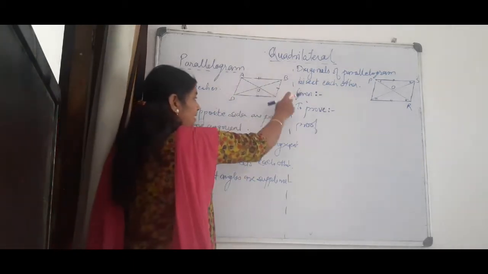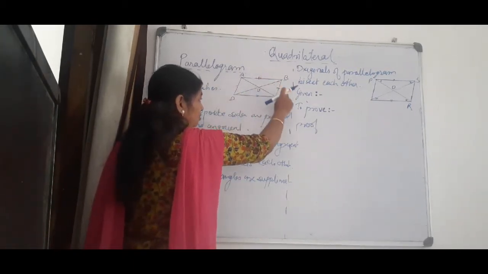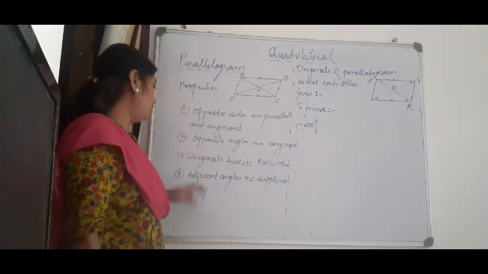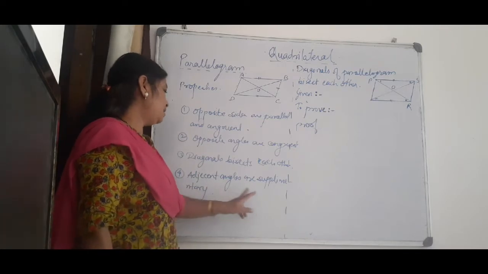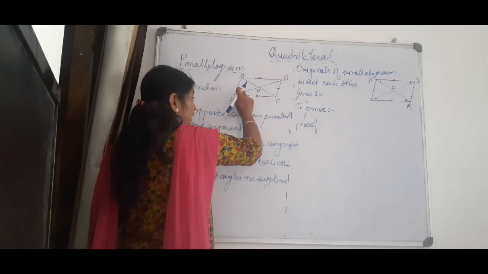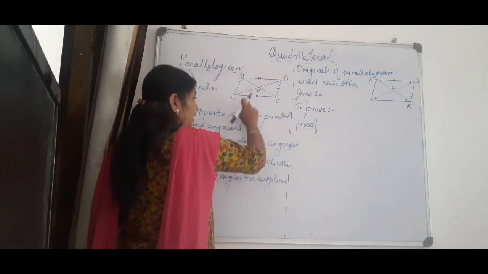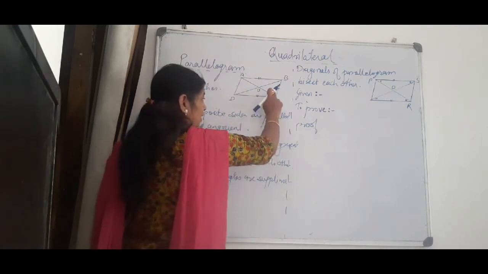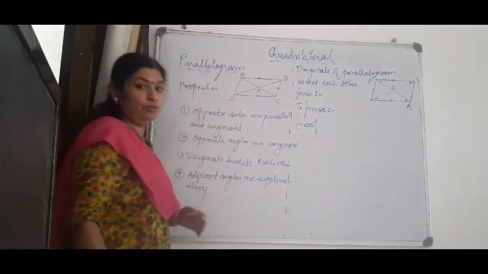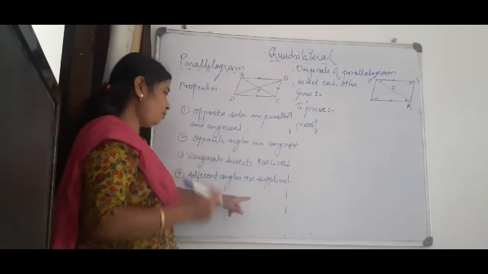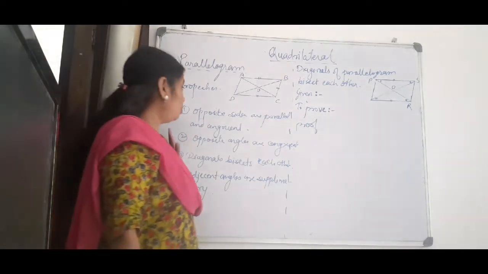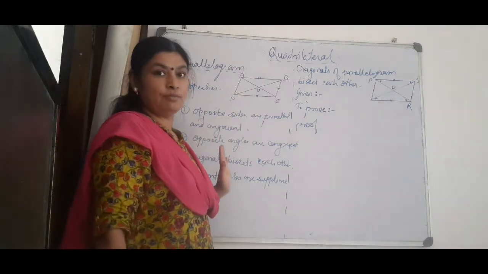Then diagonals bisect each other, means AO is equal to OC, DO is equal to OB. Diagonals, and what is the next property? Adjacent angles are supplementary. Now see here which are the adjacent angles? A and D. So A plus D equal to 180, D plus C is equal to 180, C plus B is equal to 180, or A plus B is equal to 180. Adjacent angles are supplementary. These all properties are very important. You have to solve problems by using these properties.